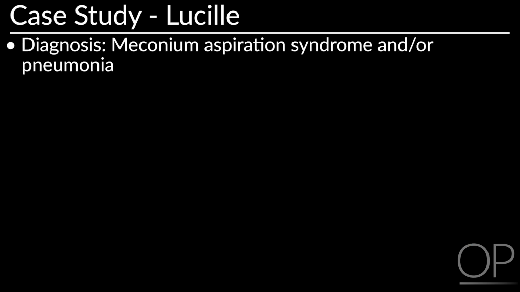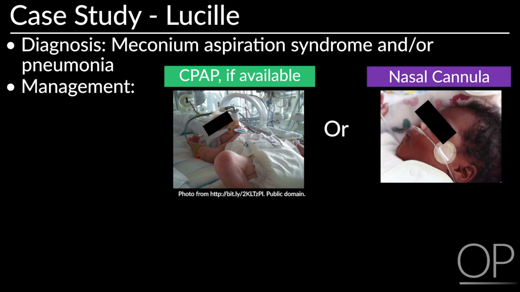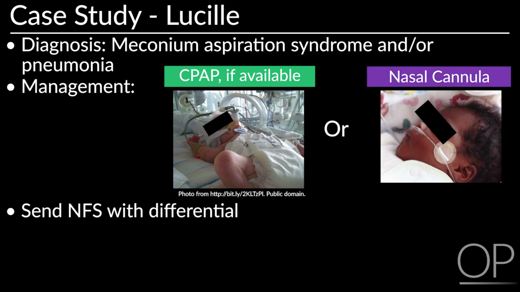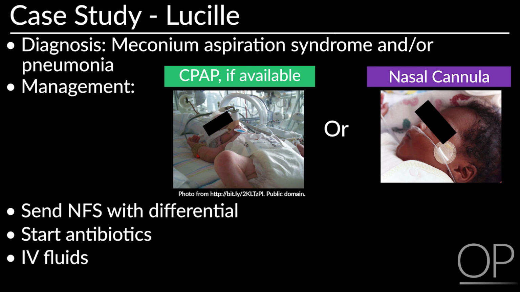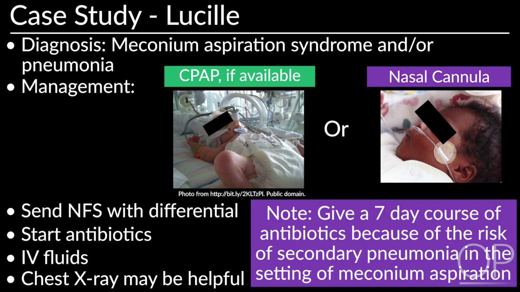Lucy may have meconium aspiration syndrome, pneumonia, or both. She should be started on CPAP when available, otherwise on nasocannula oxygen. An NFS with differential should be sent, and she should be started on antibiotics and IV fluid. A chest X-ray may be helpful. Regardless of whether she has meconium aspiration syndrome or pneumonia, she should be given 7 days of antibiotics because of the risk of secondary pneumonia in the setting of meconium aspiration.